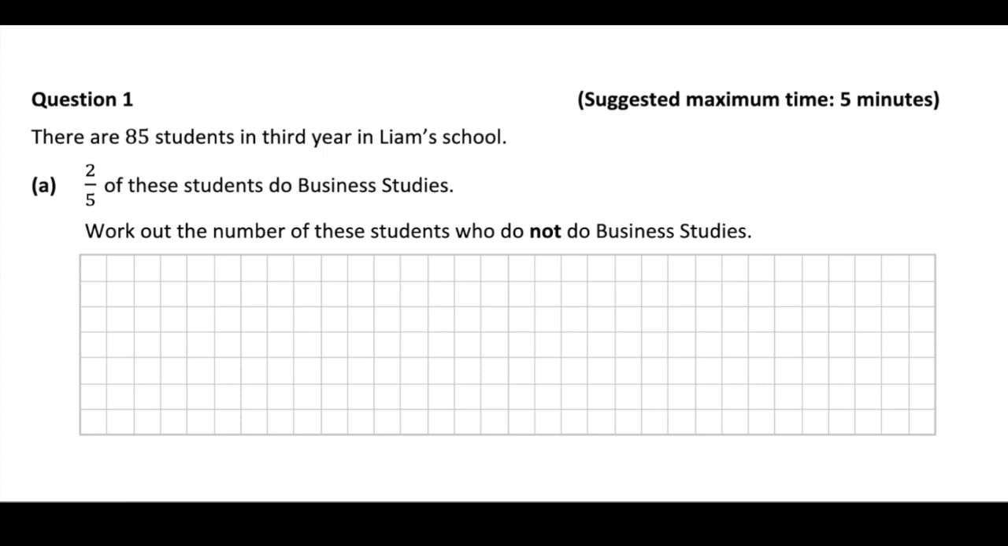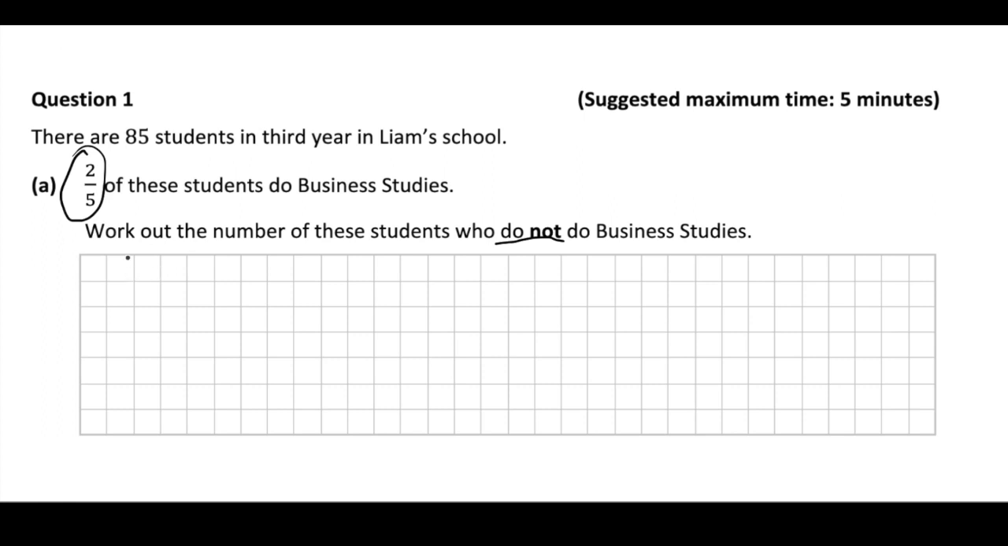It says that there are 85 students in third year in Liam's school. Part A. 2/5 of these students do business studies. Work out the number of the students who do not do business studies. The important bit of information is the 2/5. So we need to work out the number of the students who do not do business studies. You can see that "not" is underlined and bold, which means that it's quite important for this problem.